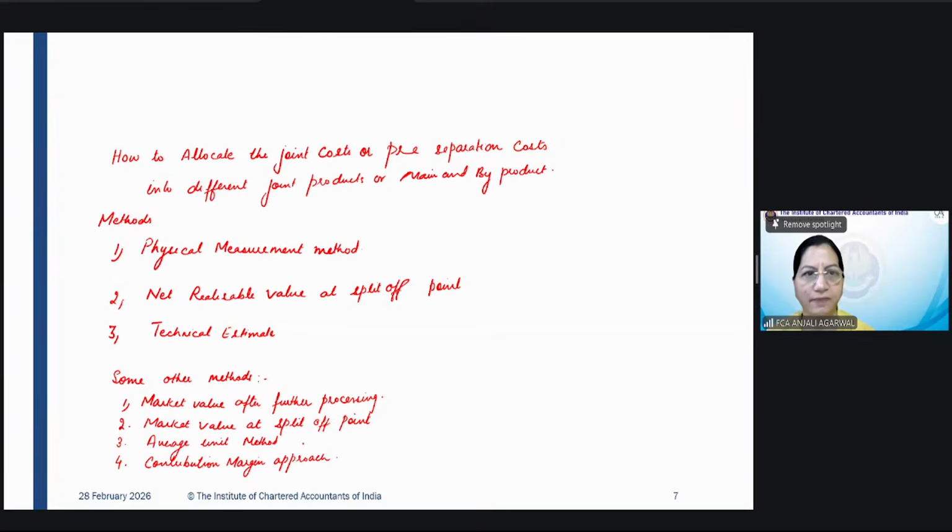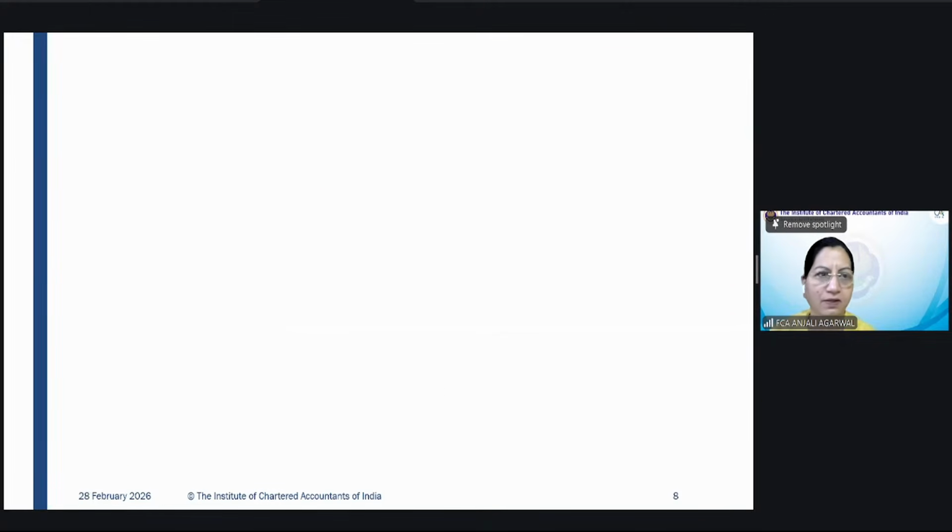So these are some of the methods in which we can allocate the joint cost and divide it amongst the different products. So physical measurement, net realizable value at split off point, and technical estimates. Apart from this, market value after further processing, market value at split off point, average unit method, and contribution margin approach. Apart from this, one more we may do towards the end, which is gross margin approach. So let's discuss them one by one.